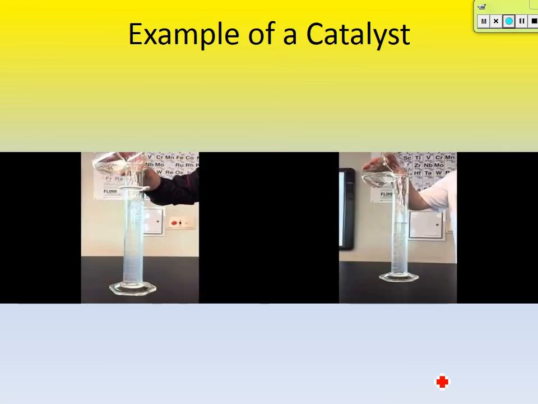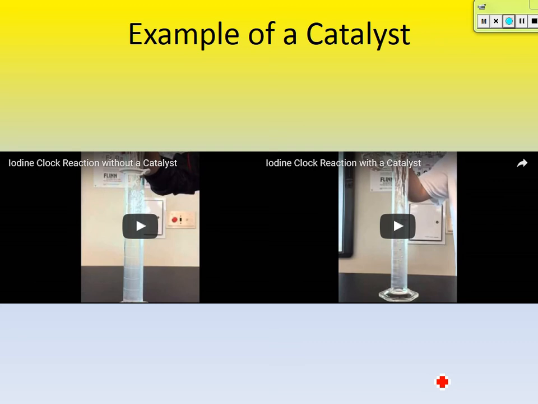Here's an example of a catalyst. What I've got here is a couple of YouTube videos that's going to show you the chemical reaction known as the iodine clock reaction. In the iodine clock reaction, we're just going to take two solutions and mix them together. And what's going to happen when the reaction starts is you're going to notice it changes color to a dark purple. It almost looks black. But this first video is going to show you without a catalyst.